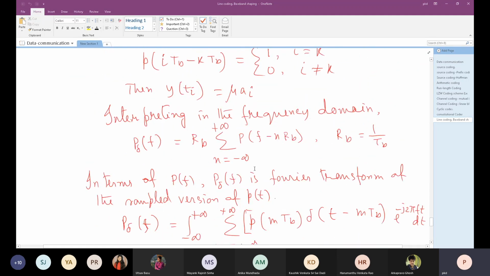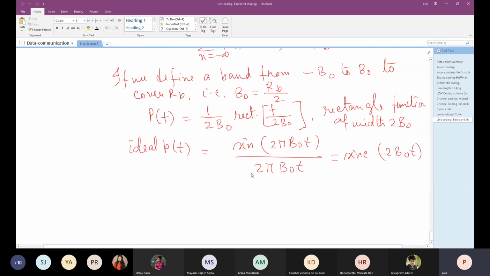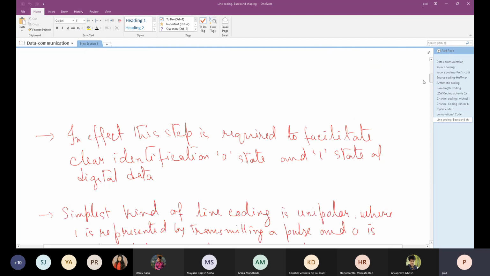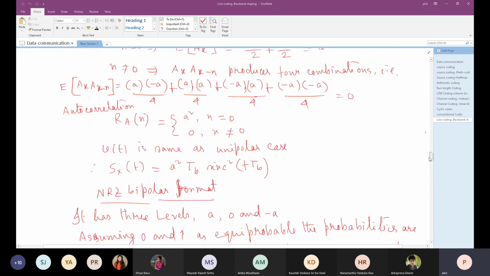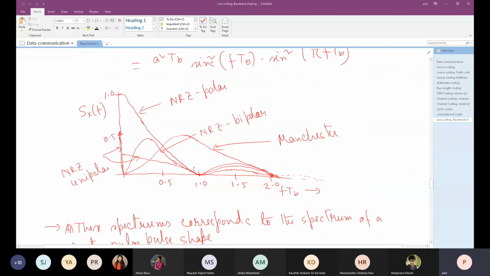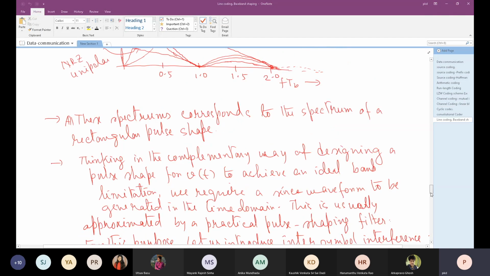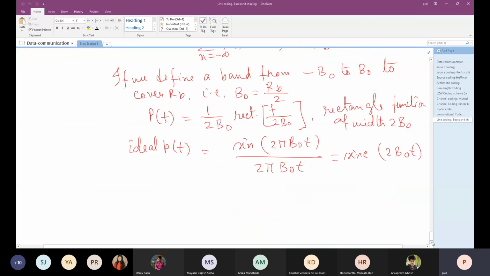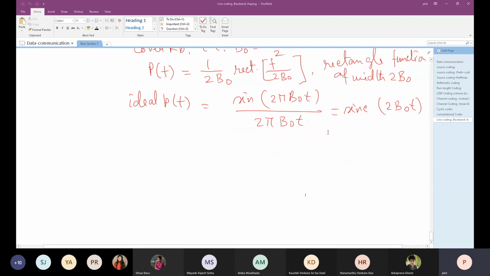Now, what is the idea? The idea is that if we have a rectangular pulse, if PT is a rectangle, then of course its Fourier transform is a sinc waveform. So therefore this will have side lobes. Now Nyquist argued that if we instead have a sinc waveform for PT, like this ideal form, then we will have the ideal bandwidth.